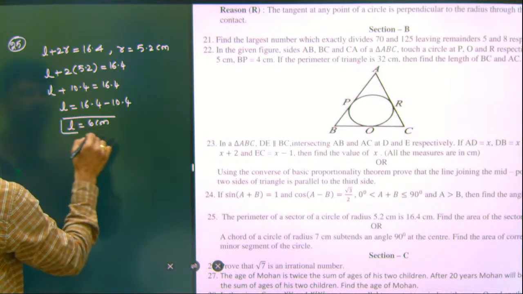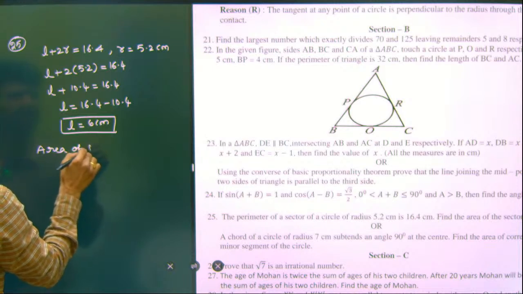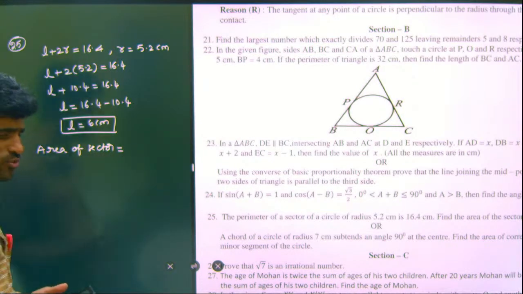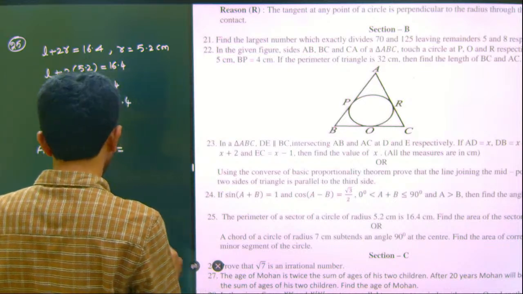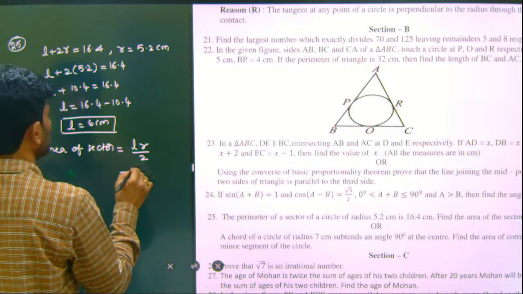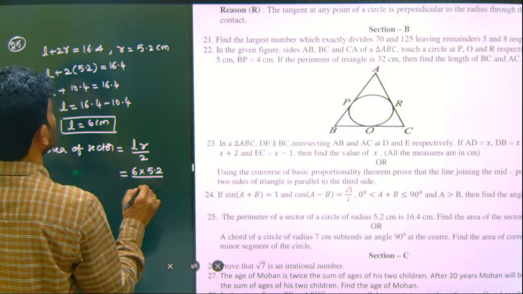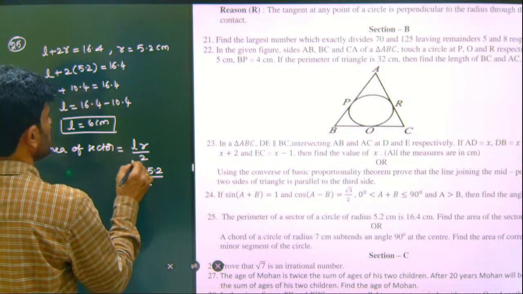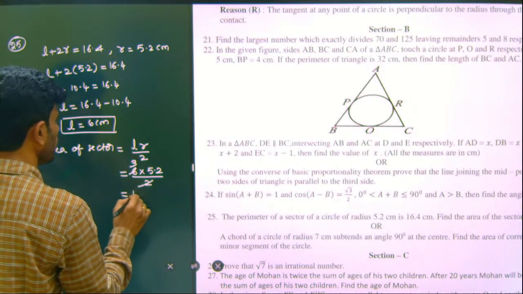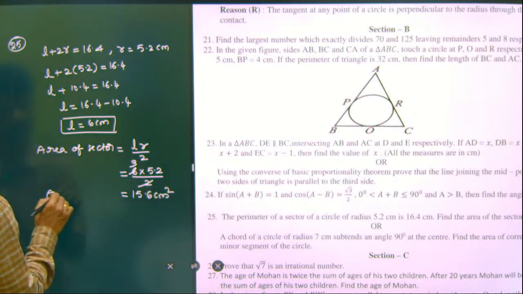Once you know L, we have the area formula. Area of a sector is equal to theta by 360 into pi r square, and another is LR by 2. So L is 6 into R is 5.2 by 2. 3 5s are 15, so 15.6 centimeter square. This is the area of the sector.